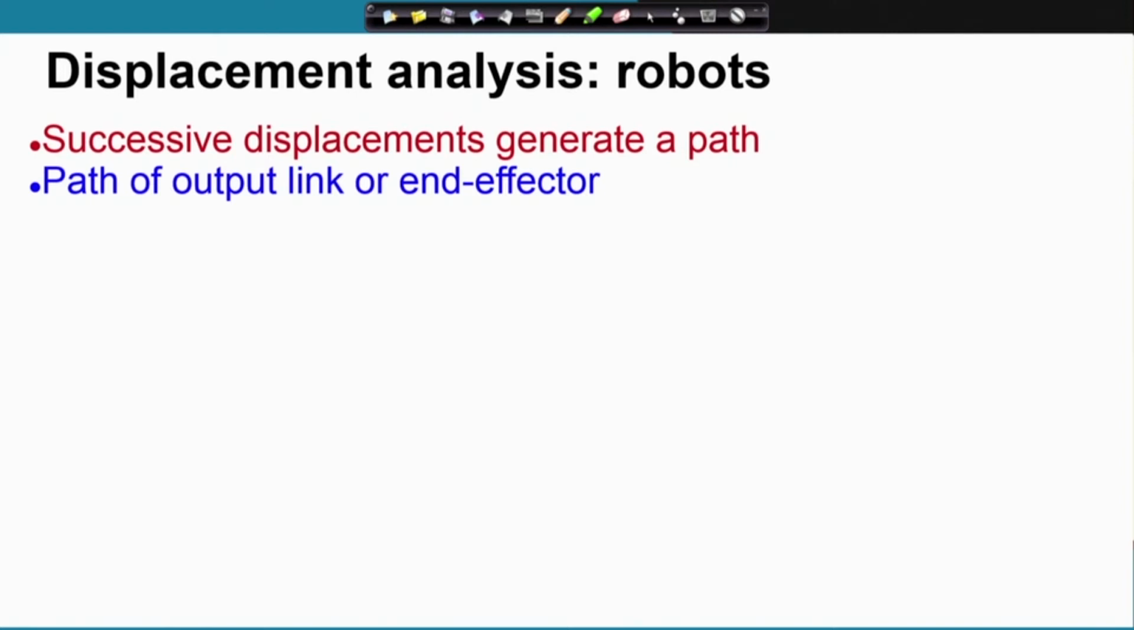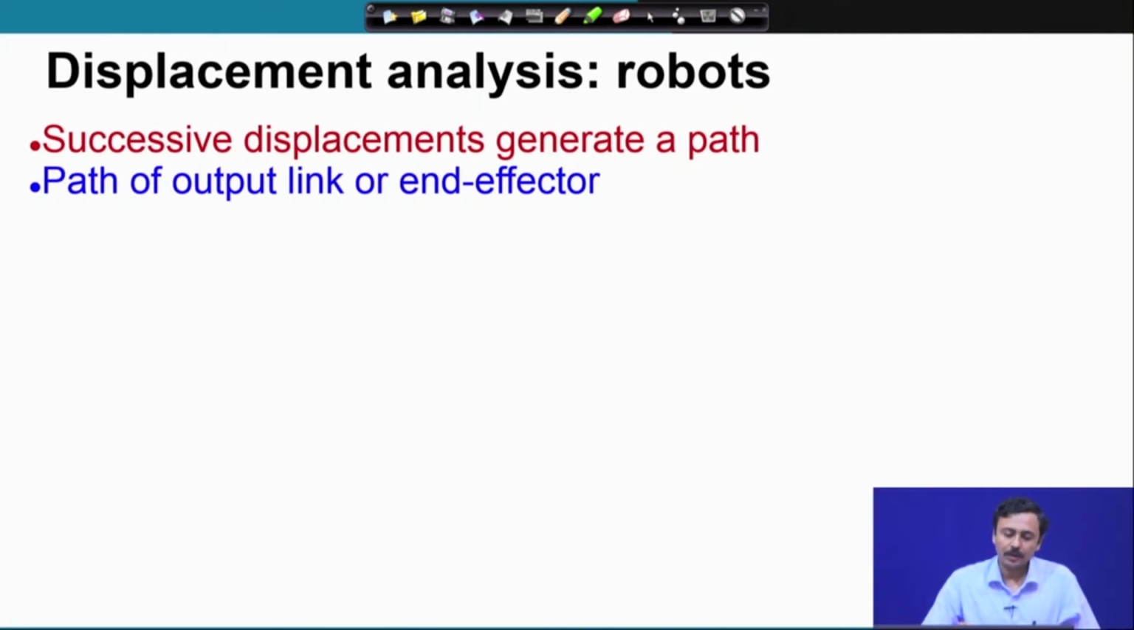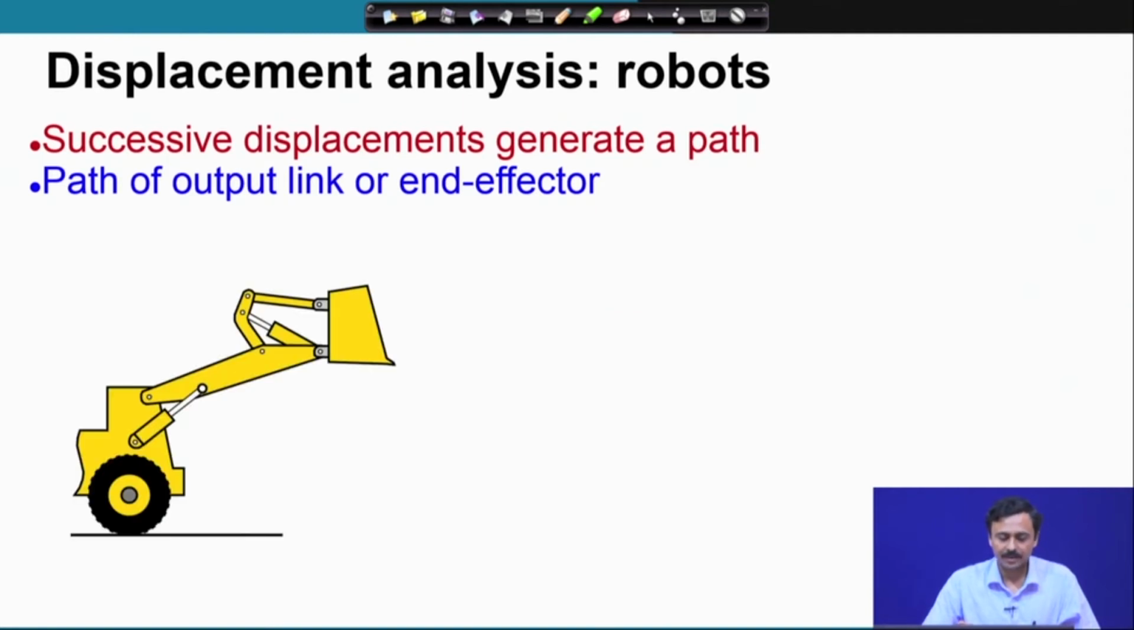Now, in case of robots, displacement analysis is about finding the actuator inputs so that it can generate a certain path, that is, the path of the output link or the end effector. Let us look at this example of an excavator. We know that this has 2 degrees of freedom. We can ask the question, if I want to take this bin in this path, how should I actuate the hydraulic actuator so that the bin travels in this path?